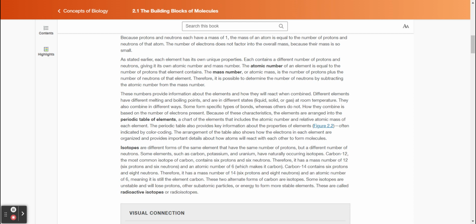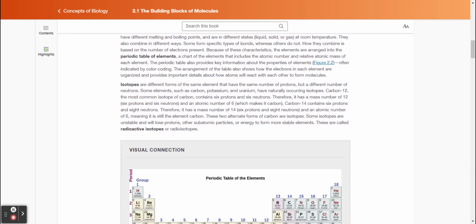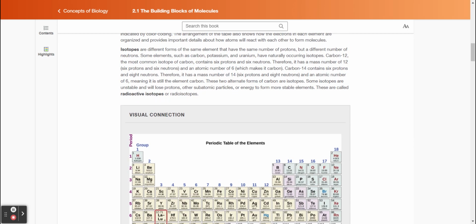The periodic table also provides key information about the properties of elements, often indicated by color coding. The arrangement of the table also shows how the electrons in each element are organized and provides important details about how atoms will react with each other to form molecules.